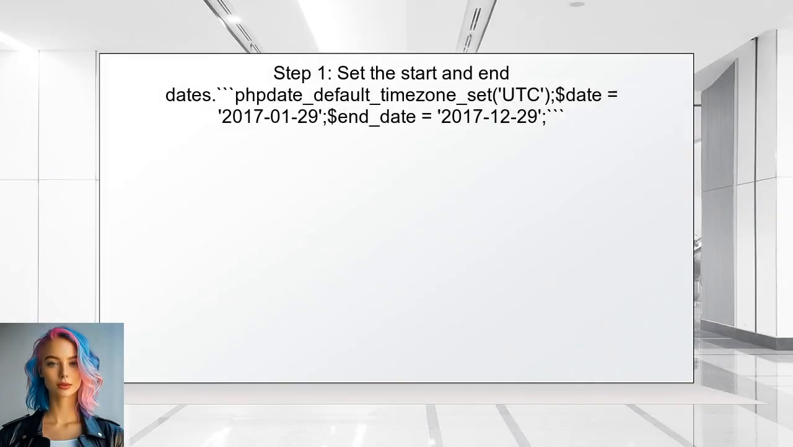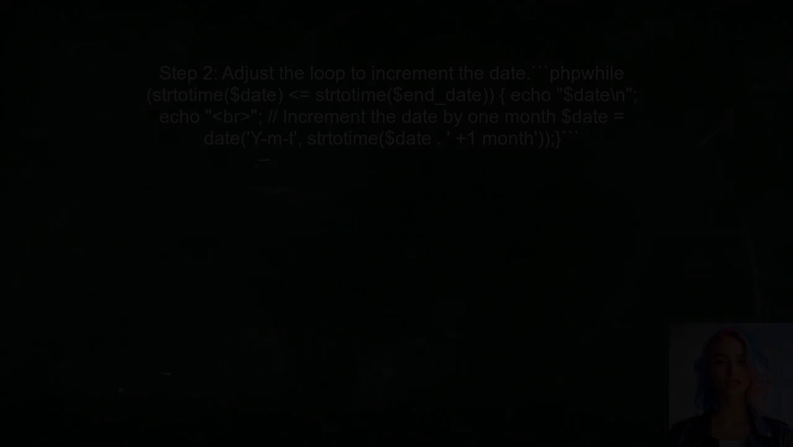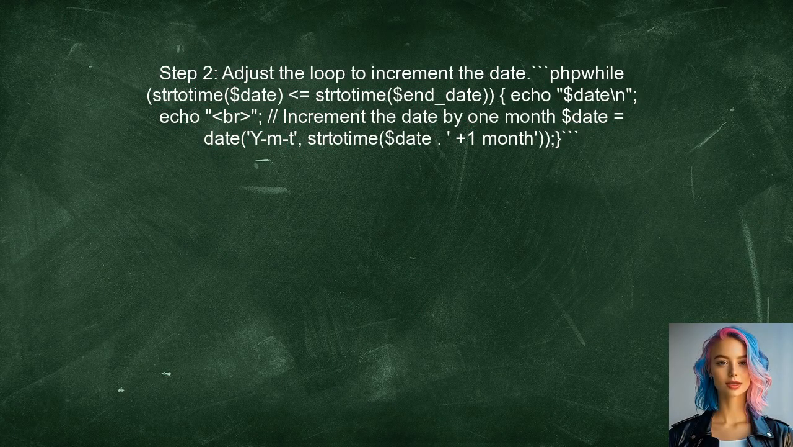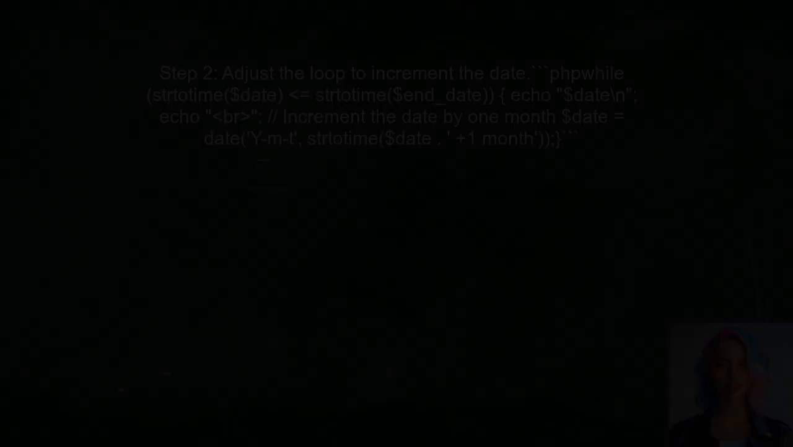more effectively. To address the user's issue with printing dates in February, we will modify the existing script to ensure it correctly handles the end of the month. First, let's set the start and end dates as before. Next, we will adjust the loop to increment the date by 1 month, while ensuring that we do not exceed the end date. This can be done by using the modify function in PHP.